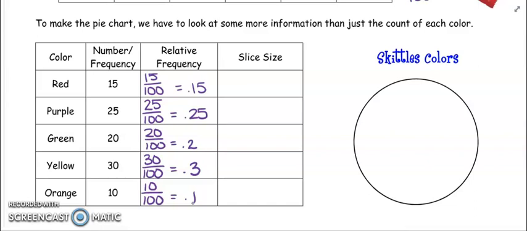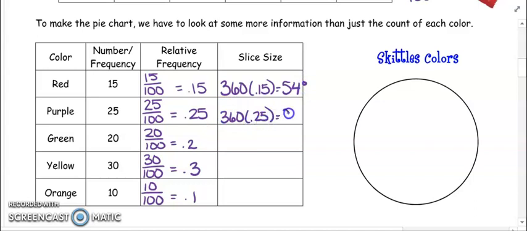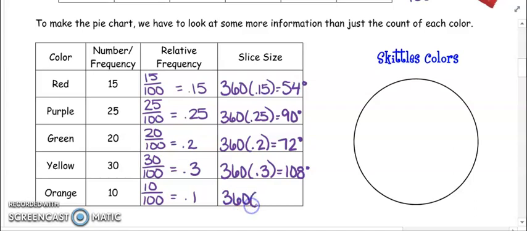All right, we use this relative frequency to figure out what the size of the slice is going to be. Now we know that there's 360 degrees in a circle. So to figure out how many degrees we're going to be dealing with, we take that 360 and we multiply it by the relative frequency. So 360 times 0.15, that slice is going to be about 54 degrees. 360 times 0.25, that slice is going to be about 90 degrees. 360 times 0.2, that slice is going to be 72 degrees. And then 360 times 0.3, that slice is going to be 108 degrees. And then 360 times 0.1, that's going to be 36 degrees.